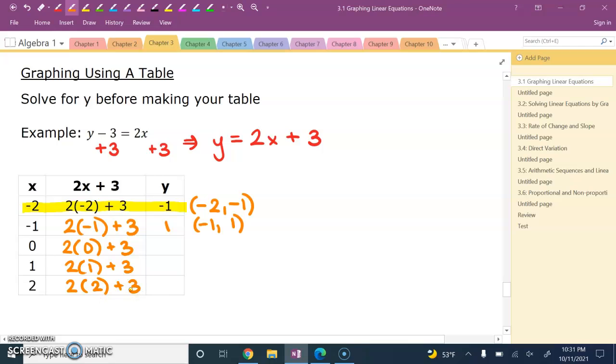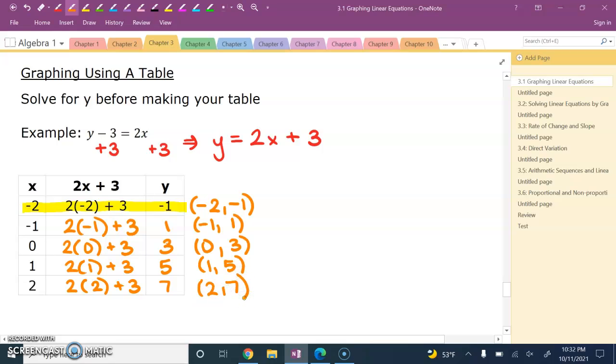And then just doing the math here. So this next one would become 0 plus 3, which is 3. This would be 2 plus 3, which is 5. And then we have 4 plus 3, which would be 7. So then again, we can write them as coordinates: 0, 3; 1, 5; 2, 7.